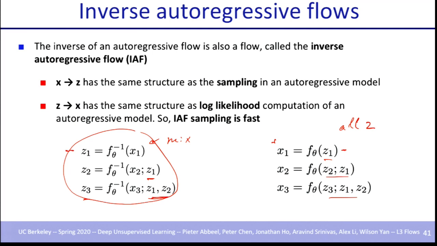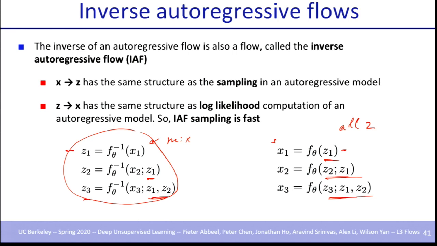On the flip side, sampling time only depends on z. So let's say you have a Gaussian for p of z. You sample from your multivariate Gaussian, in this case a three-dimensional Gaussian. Once you sample that, you can in parallel generate x1, x2, x3. There is nothing that has to wait for each other in the sampling phase.